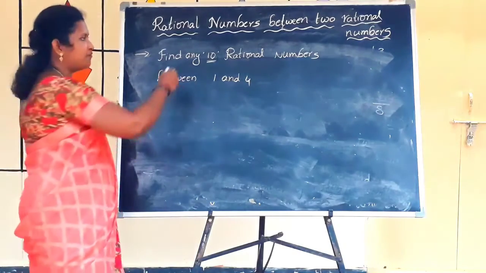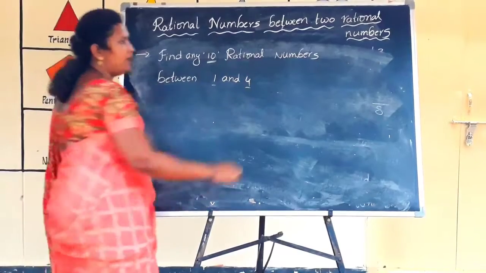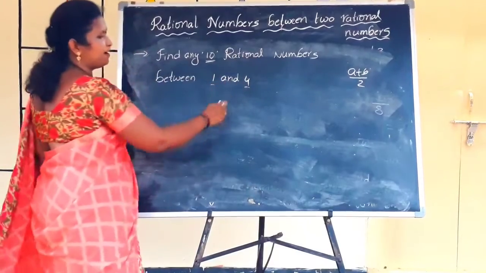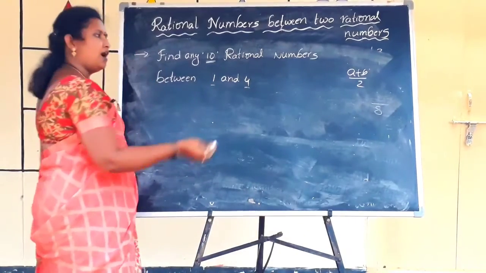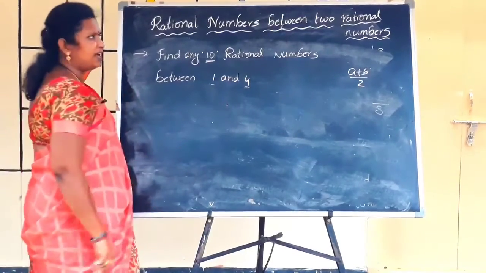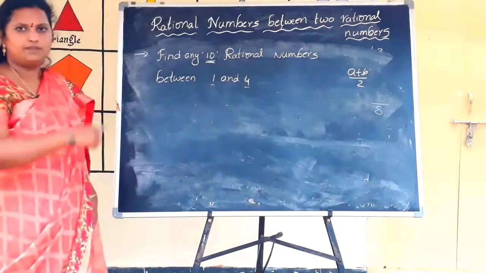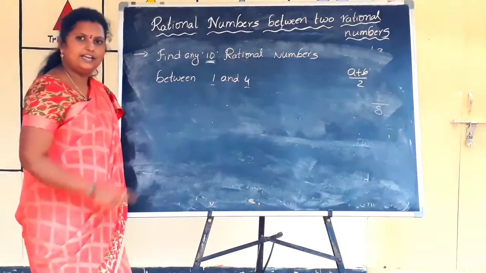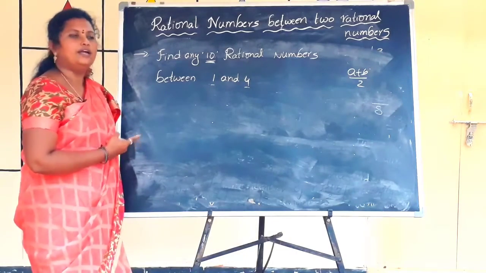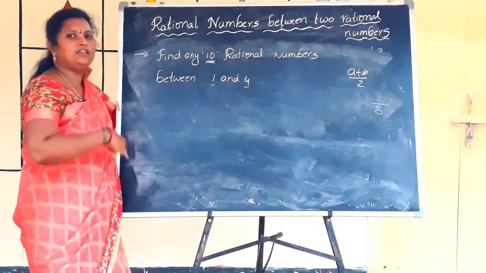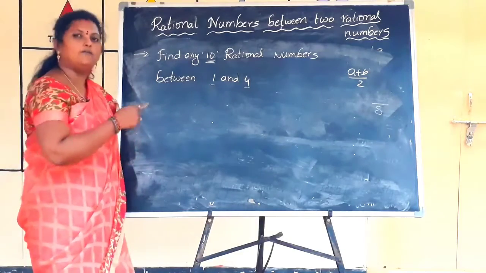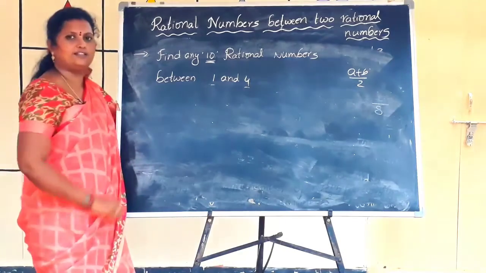We know the formula, that is, we can find any rational number by using the formula (a plus b) by 2. So we apply the formula and get one rational number. After that, for that result we apply (a plus b) by 2 once again. Like that, how many times do we have to apply it? We have to apply it 10 times. It is easy, but it will be a time-taking process. Is it correct or not? It takes so much time, but within very little time we can find these 10 rational numbers by using another method. Let us see what that is.